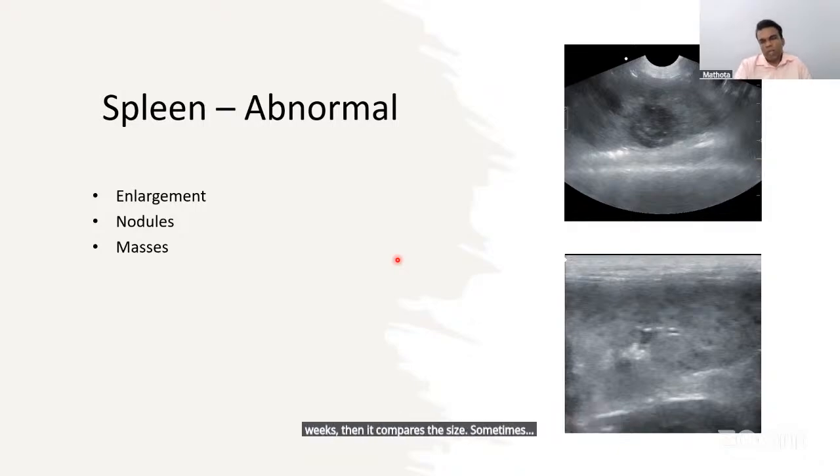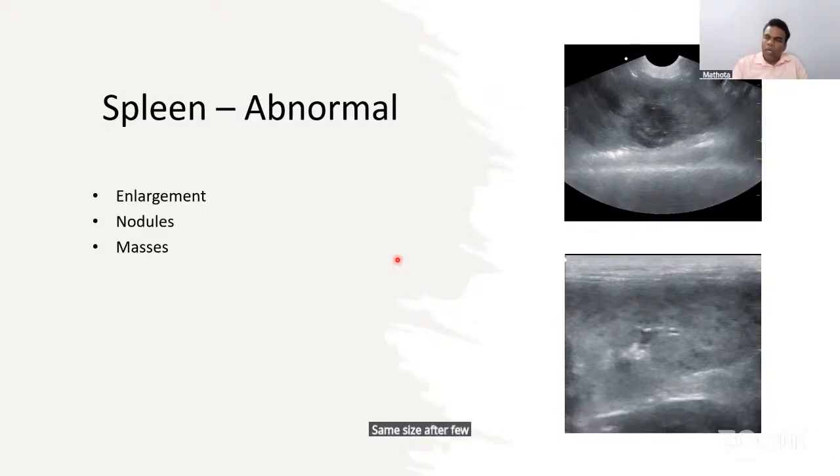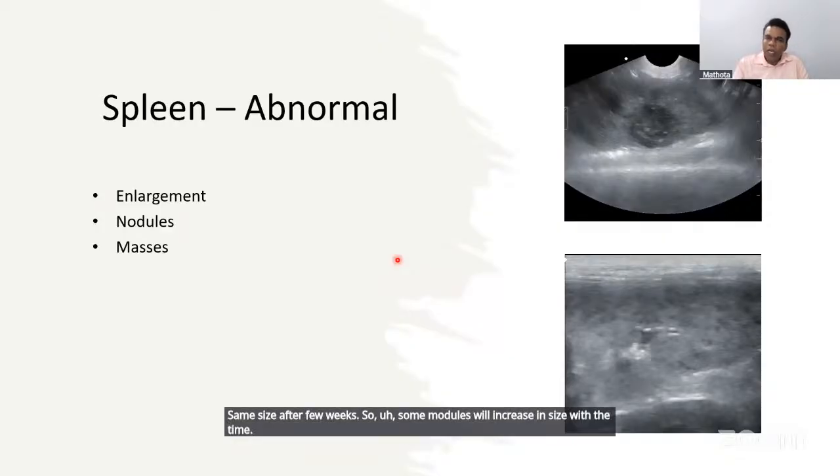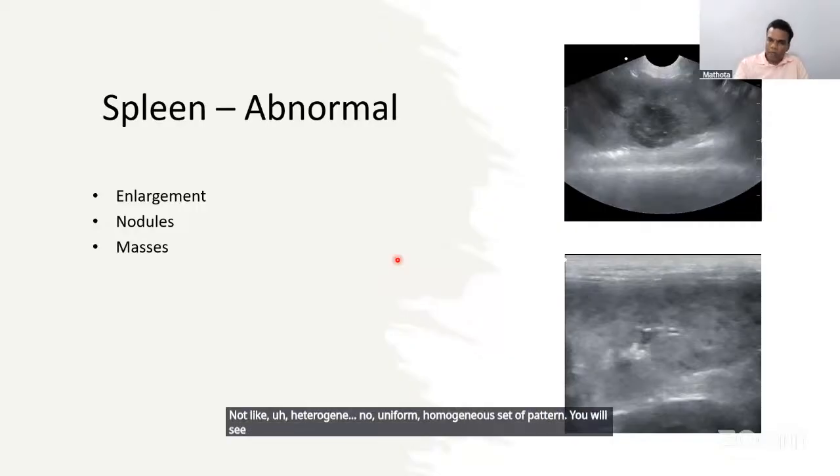Sometimes those nodules can disappear. Sometimes those nodules can be the same size after a few weeks. So some nodules will increase in size with time. Sometimes when you see the spleen, you can see a coarse echo pattern. Not like a uniform homogeneous echo pattern. You will see a heterogeneous echo pattern like this.